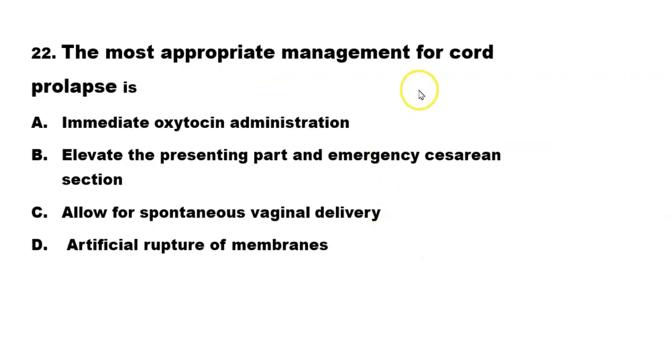The most appropriate management for cord prolapse is A. Immediate oxytocin administration, B. Elevate the presenting part and emergency cesarean section, C. Allow for spontaneous vaginal delivery, D. Artificial rupture of membranes. Think over it for 5 seconds.